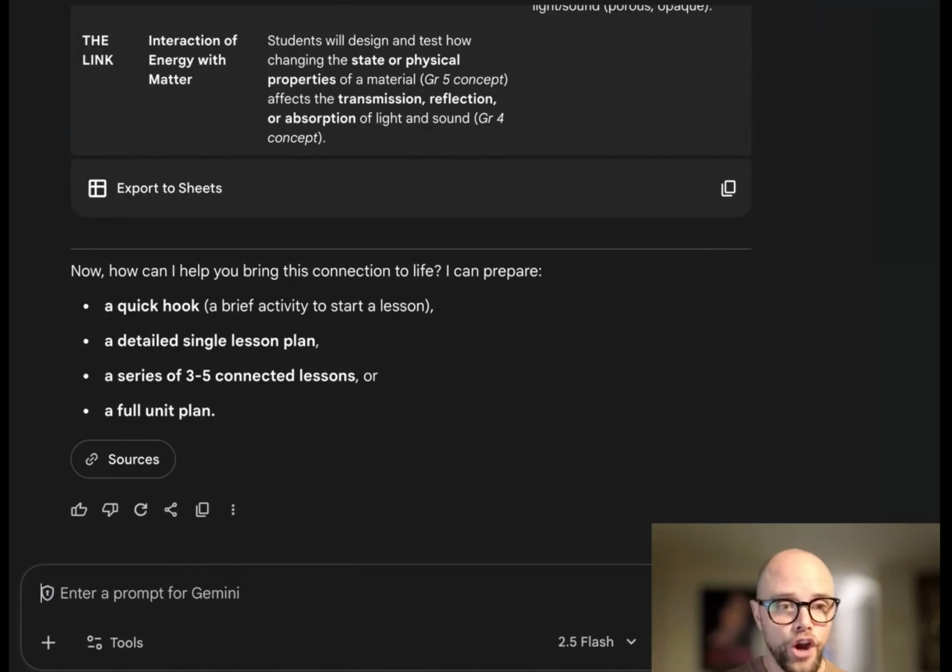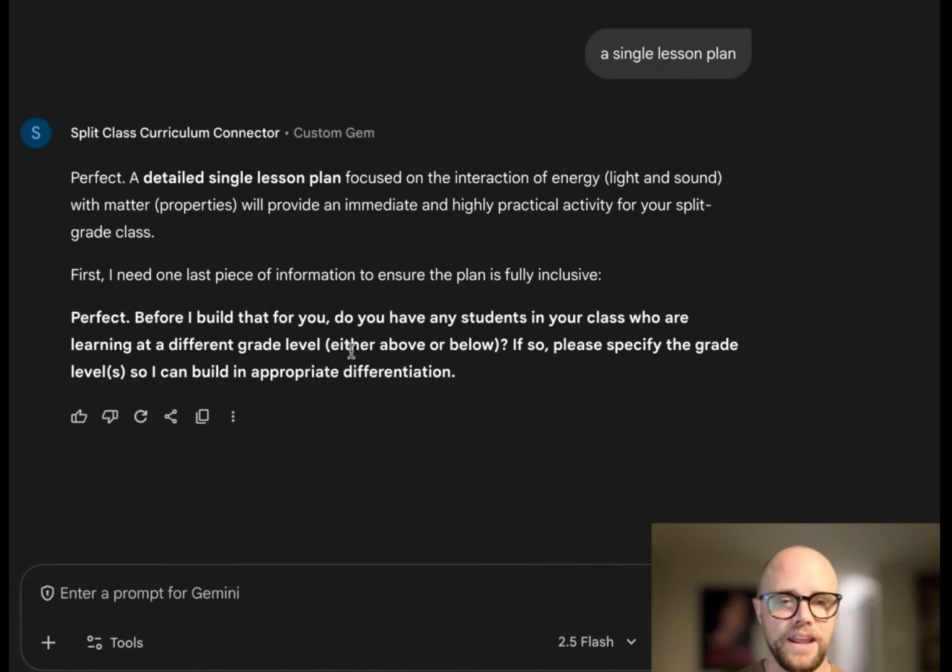AI is not perfect. There are going to be things in there that require you to read them. You are an important part. This is why we can't be replaced, because you have creativity. So I'm going to ask for a single lesson plan, and then it asks if I want to differentiate anything above or below. I'll say I have a gifted student.